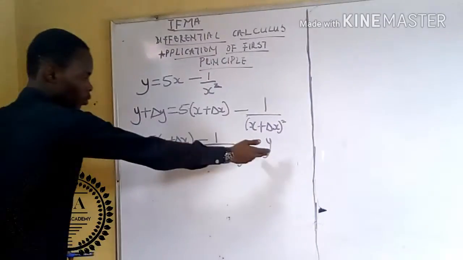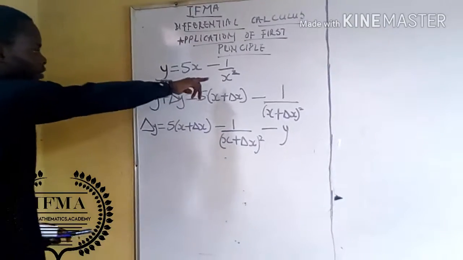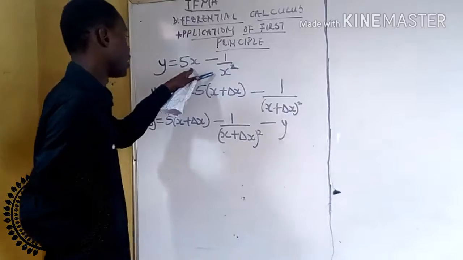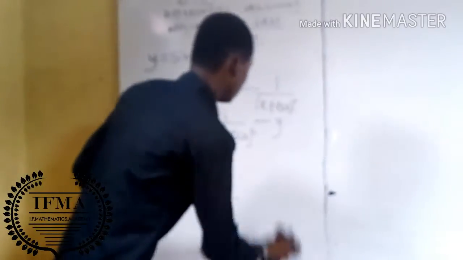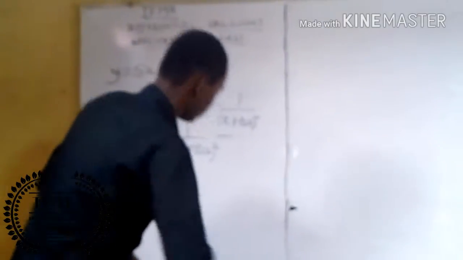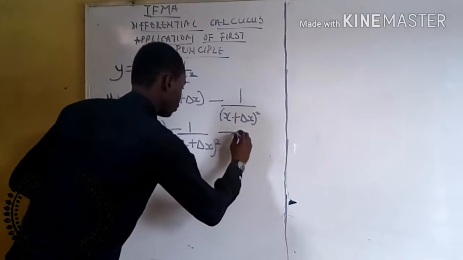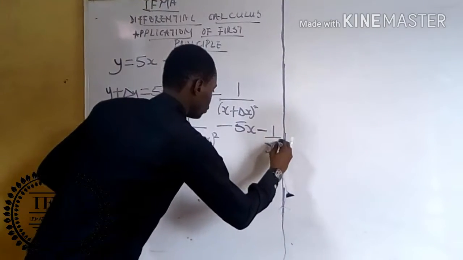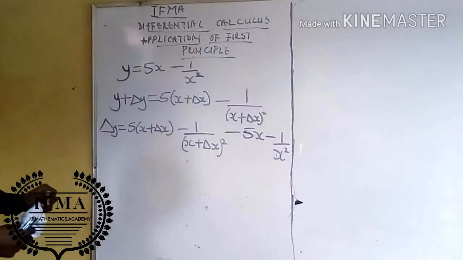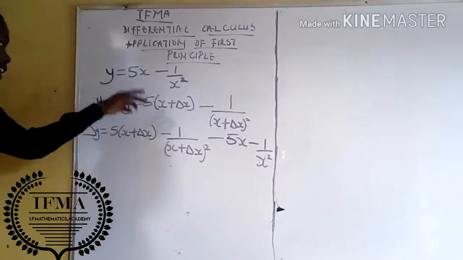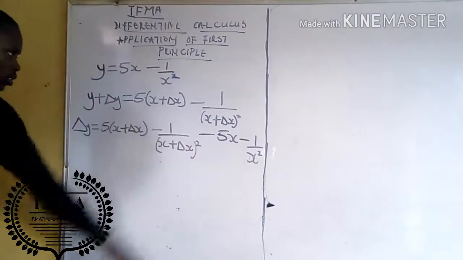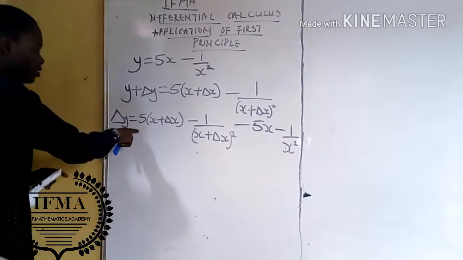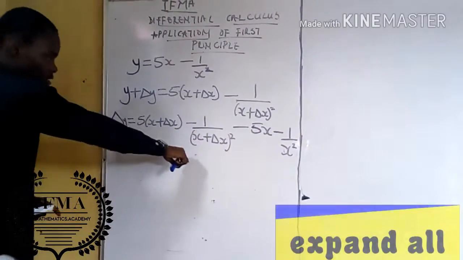and now we know that y equals 5x minus 1 over x squared. So therefore we can erase this y and input 5x minus 1 over x squared. So now we have inputted the value for y as 5x minus 1 over x squared. So now we expand our equation.